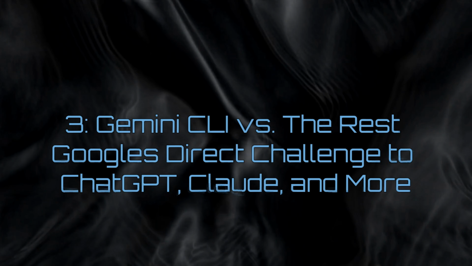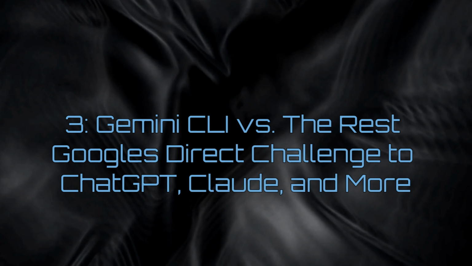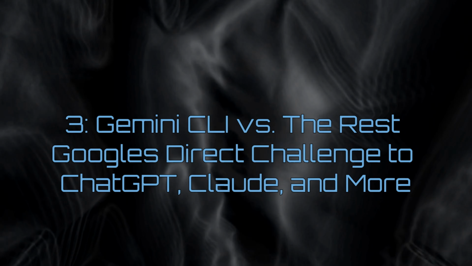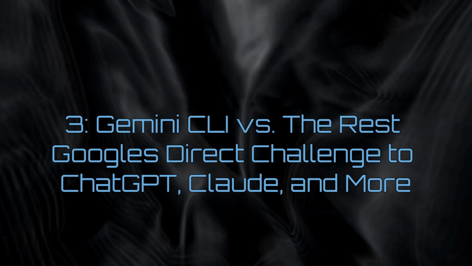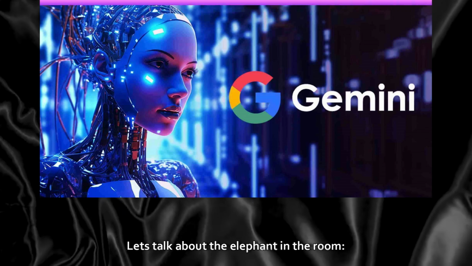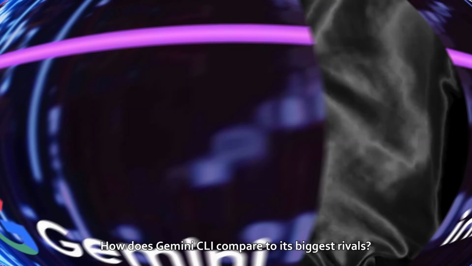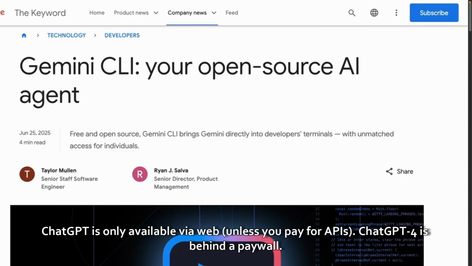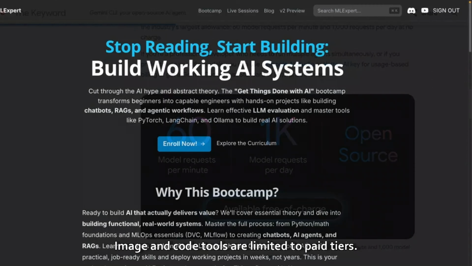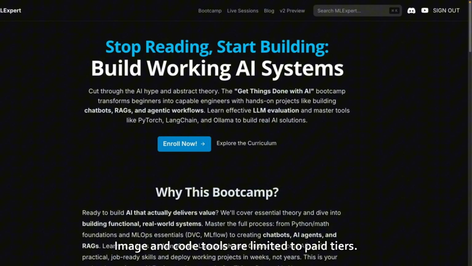3. Gemini CLI versus the rest. Google's direct challenge to ChatGPT, Claude, and more. Let's talk about the elephant in the room. How does Gemini CLI compare to its biggest rivals? ChatGPT 4 is available via web, unless you pay for APIs, and it's behind a paywall. No native terminal support, browser or nothing. Image and code tools are limited to paid tiers.